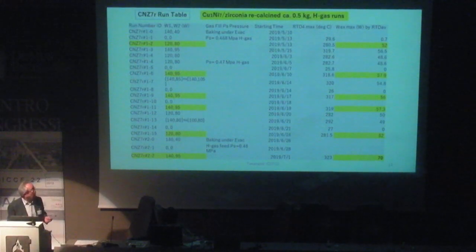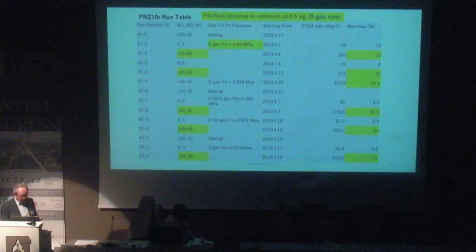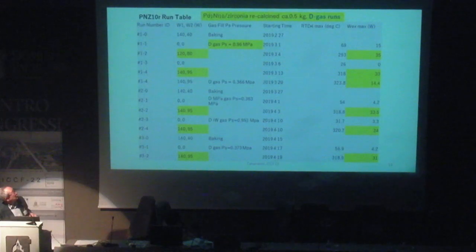However, after that we have some more, but I'll not show this time. And that CNG experiment is done with the ordinary hydrogen, so light hydrogen gas, so to say. However, this PNG10, this is the nickel with the palladium 1 to 10 in zirconia, you see here, and with deuterium gas, and the sample is 0.5 kilogram.